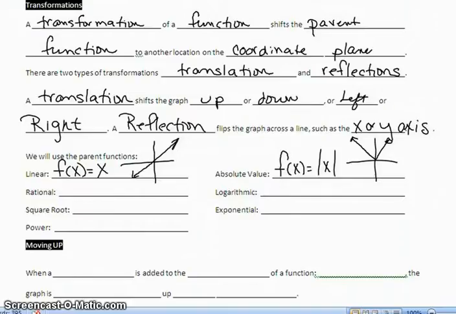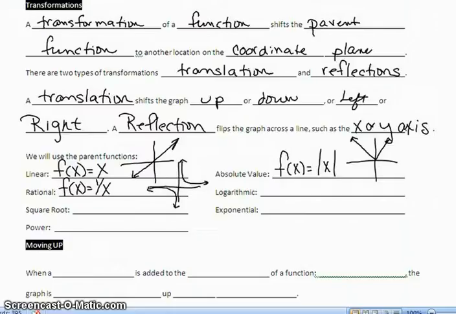Now, rational functions vary a lot depending on the complexity of the functions in the numerator and the denominator, but we're going to just look at f of x equals 1 over x, or 1 divided by x, and that graph has a section in the upper right quadrant and the lower left quadrant.